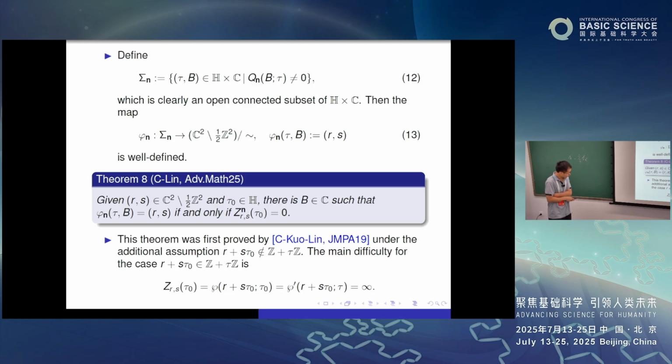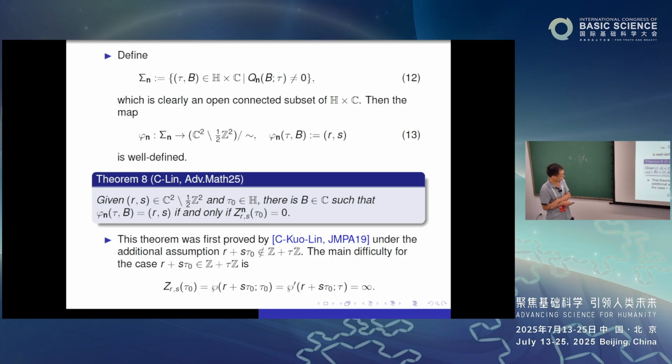So we proved, first, we give a description of the monodromy data R and S. Given R and S, we prove that there exists B and a fixed tau zero, sorry, this is tau zero, such that this (R, S) is the monodromy data of this, if and only if this tau zero is a zero of the pre-modular form.